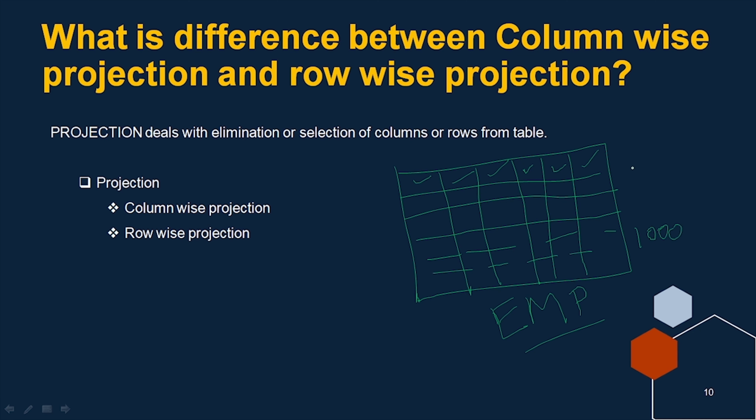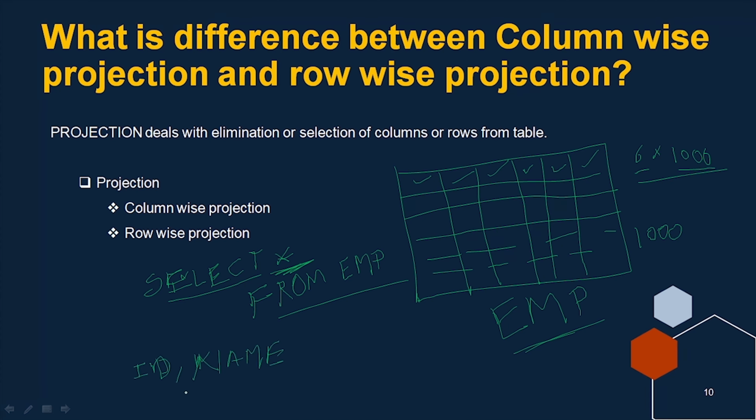rows of records. When I use the select query, this is my query: select star from employee. At that time it will fetch all these 6 columns as well as these 1000 rows of records. That means all these records will be fetched from our employee table. But if you are talking about projection, we eliminate rows or columns from our result set. So at that time we will not use select star. Star will fetch all the columns, but here we will use some ID or name from the employee table. So it will fetch only ID and name, only 2 columns of records. At that time we call it column wise projection.